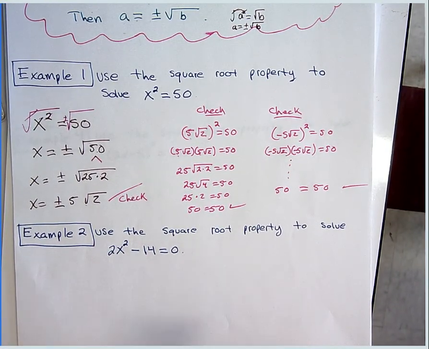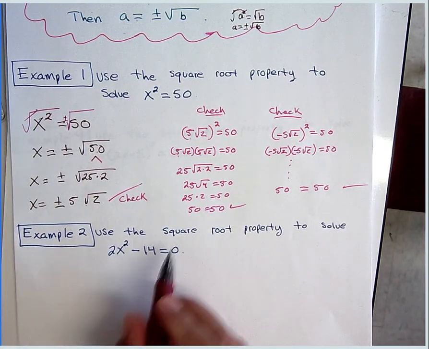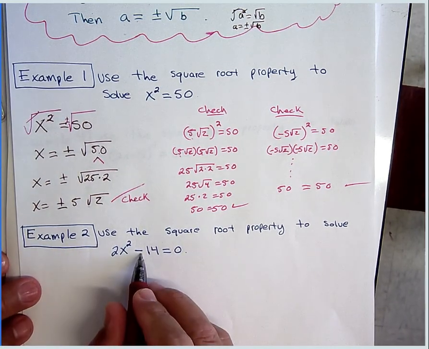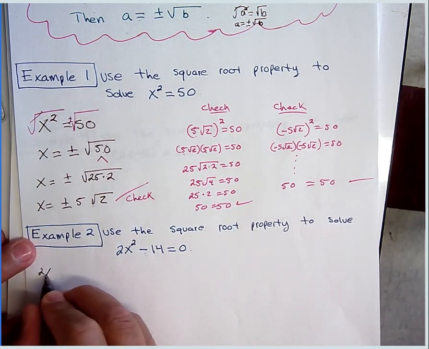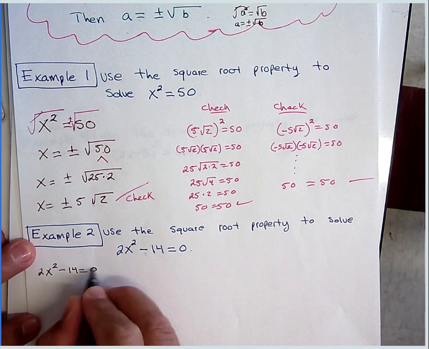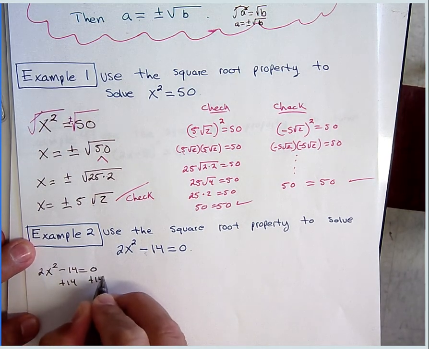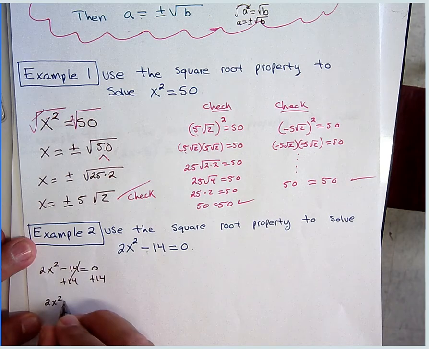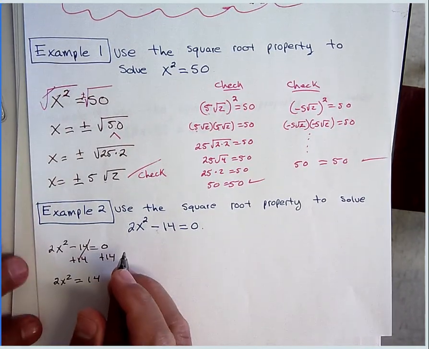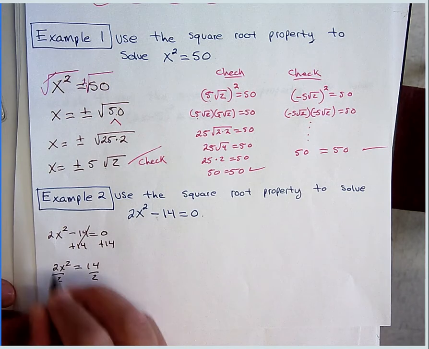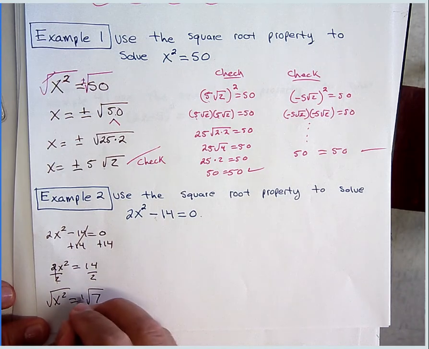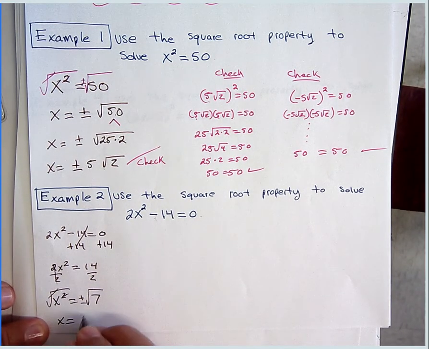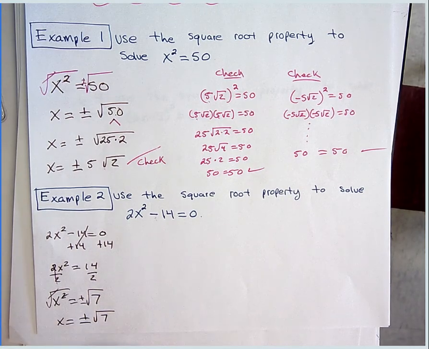Example 2. So we're still using the square root property. In order to do that, we need to send this 14 to the other side. And then you would divide by 2. And then you would do the square root. So x equals plus or minus the square root of 7. And for this one, that would be the answer.